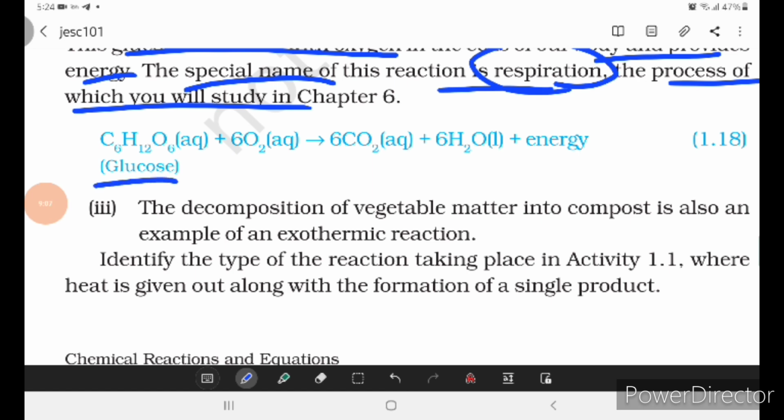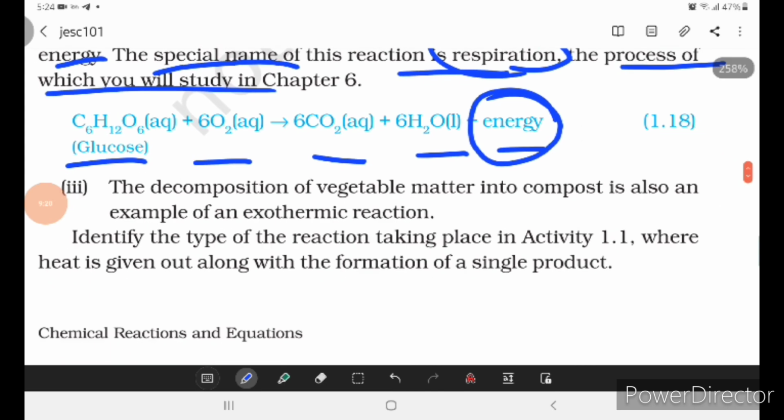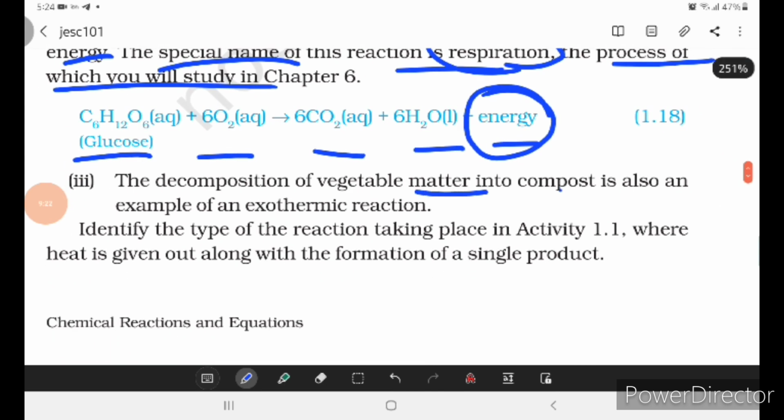Here you can find glucose combining with oxygen, giving rise to carbon dioxide, H2O, and also energy. If you see the term energy on the product side, you could say it is an exothermic reaction where energy is released. The decomposition of vegetable matter into compost is also an exothermic reaction.